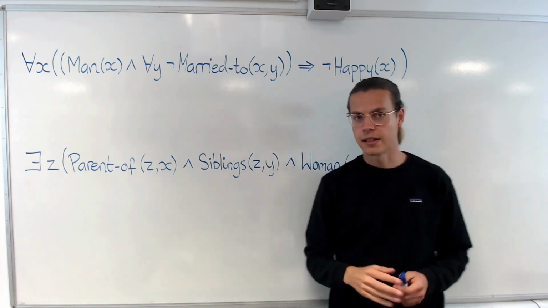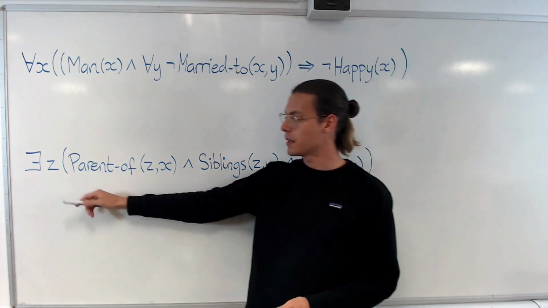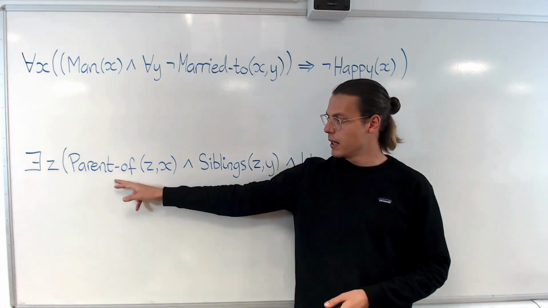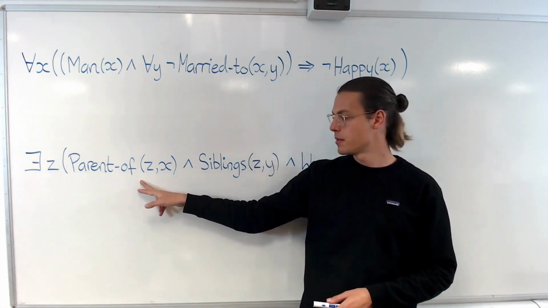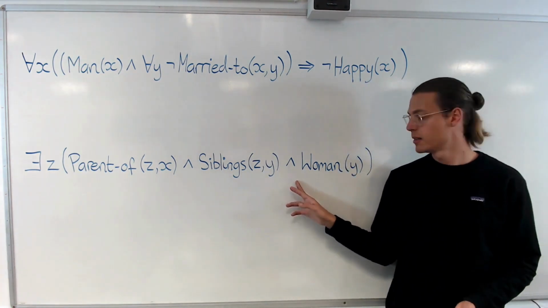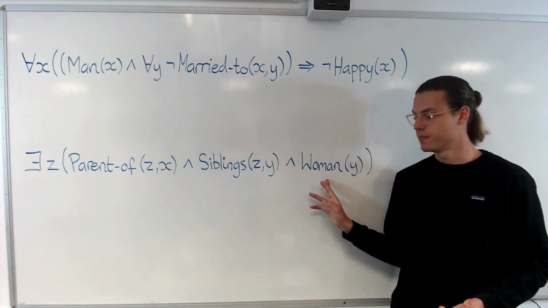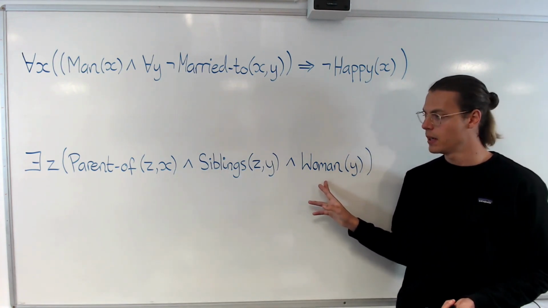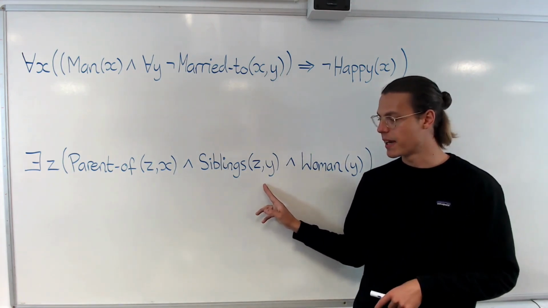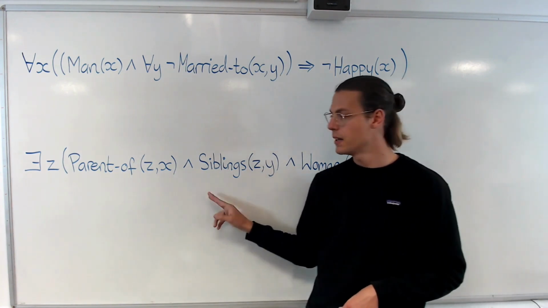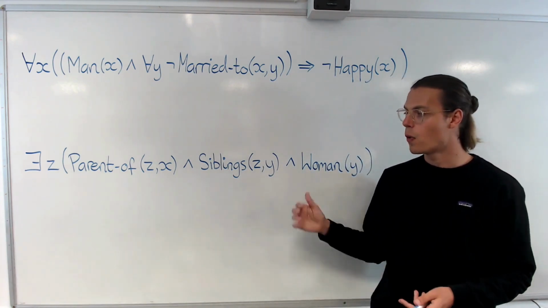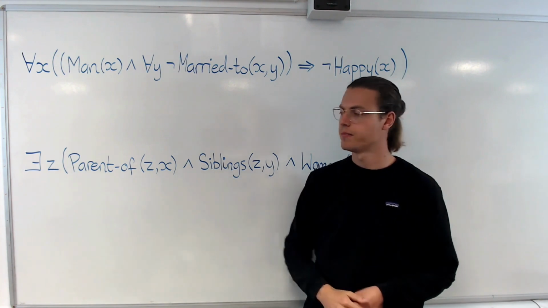Let's look at the second expression now. This says that there is some z such that z is a parent of x and z and y are siblings and y is a woman. Okay, so y is a woman and is the sibling of someone, z, that is the parent of x. In other words, y is an aunt of x.